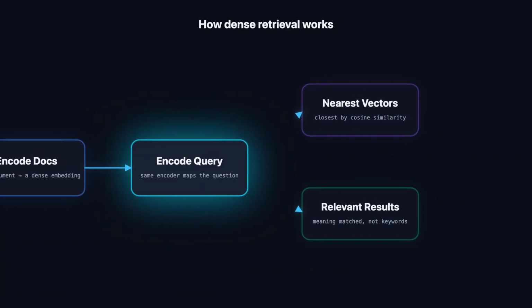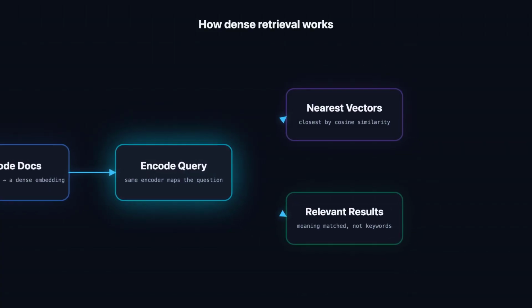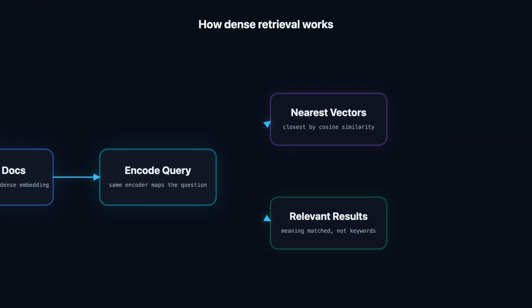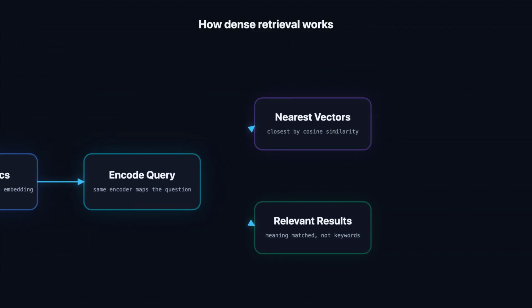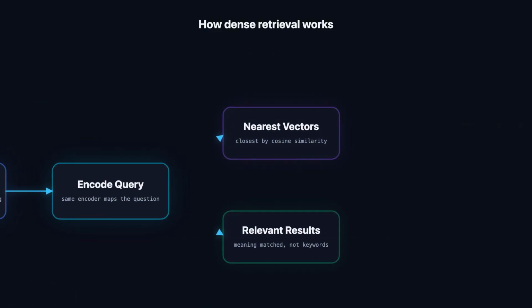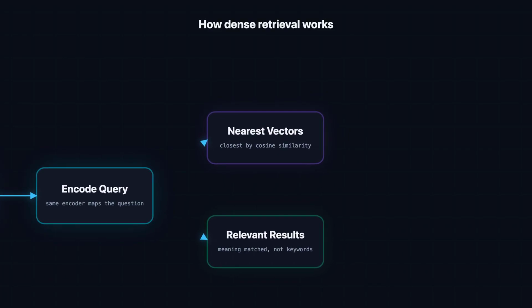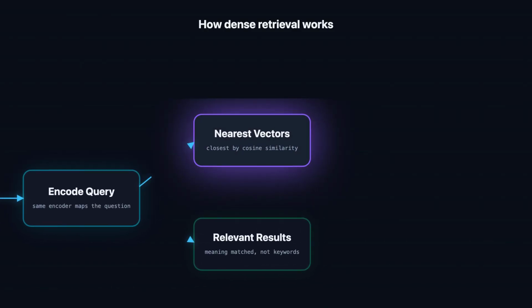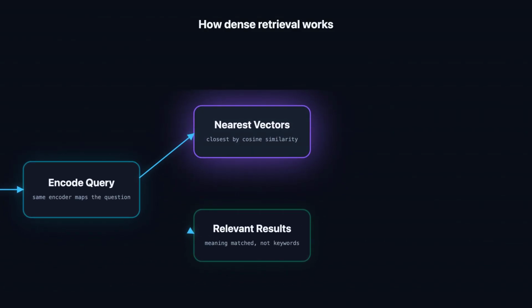When a question arrives, run it through the very same encoder. Now the query lives as a vector in the exact same space as your documents, so meanings that are alike sit physically close together, and unrelated ones sit far apart. Retrieval is then just geometry.